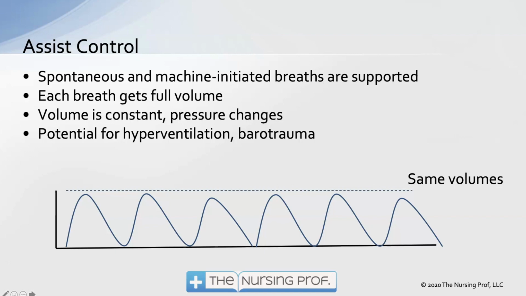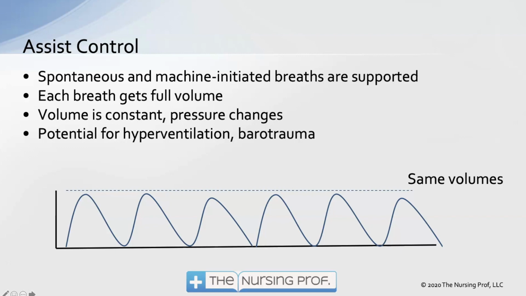So the difference between these is that a machine-initiated breath is the breath that we program into the ventilator, telling it, hey, let's go ahead and give a breath, as opposed to the spontaneous breath, which the patient could just take on their own. Regardless of how the breath is initiated, in assist control, all of the breaths get the full volume. So the thing that's different about assist control is the volume is constant, but the pressure changes.